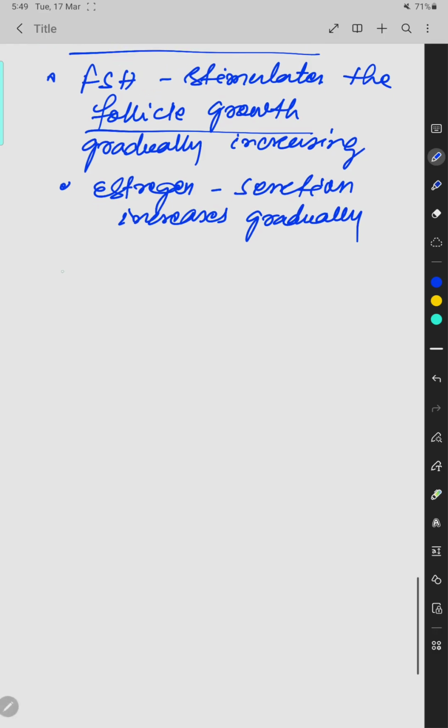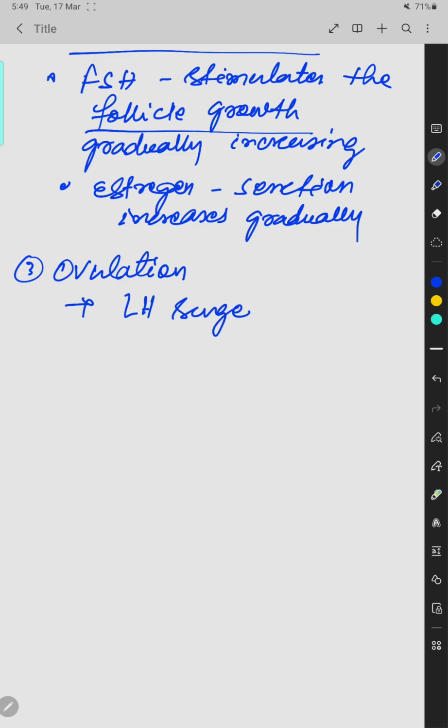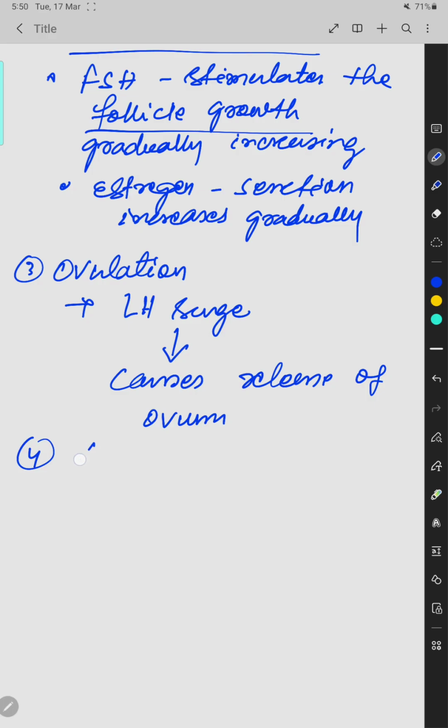Now come to ovulation. During ovulation, LH surge is there. I have already told you what is LH surge. That means the secretion of LH is at its peak, and this causes release of ovum, or ovulation. Then next come to the last phase, that is luteal phase.